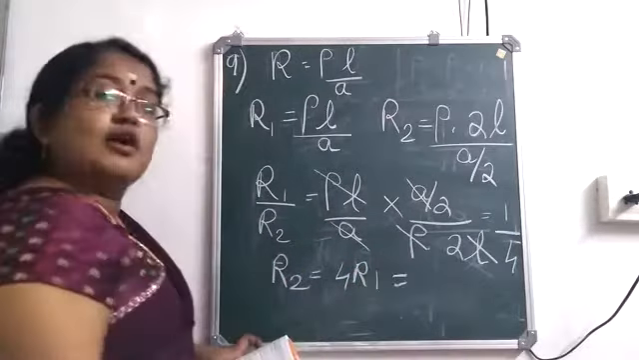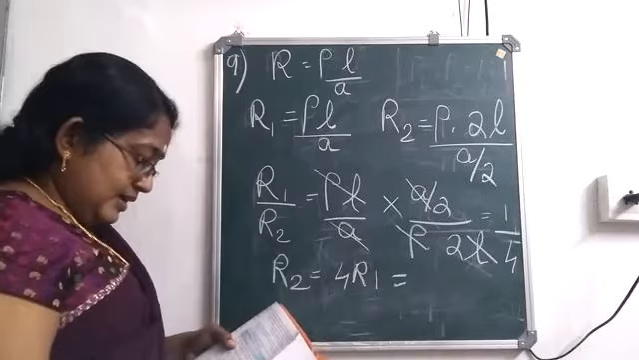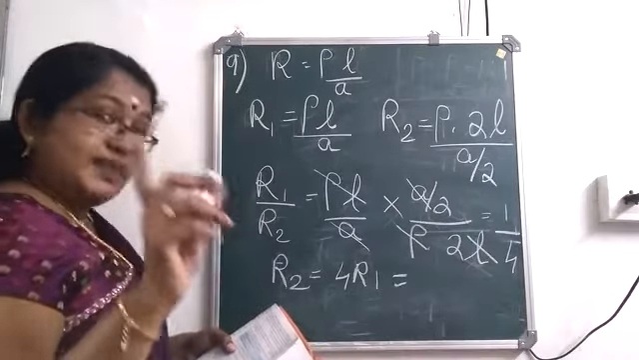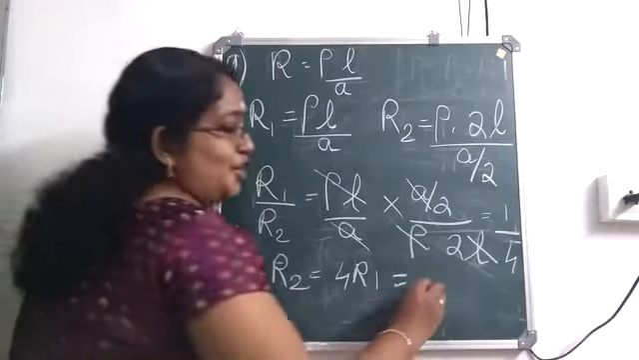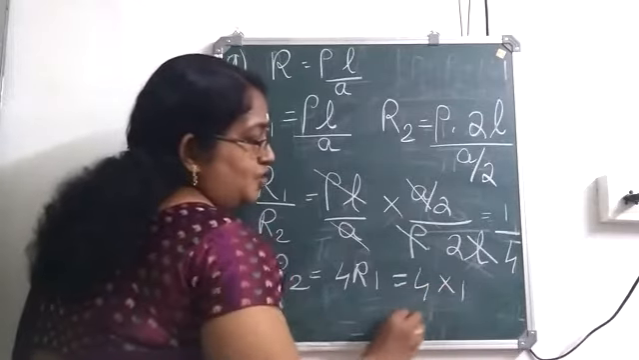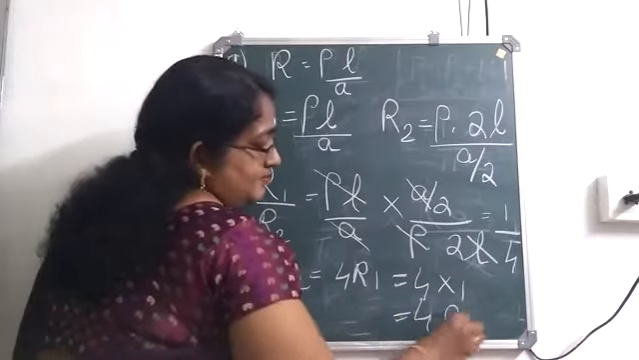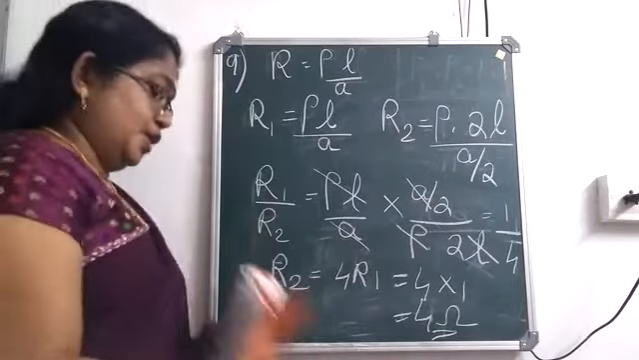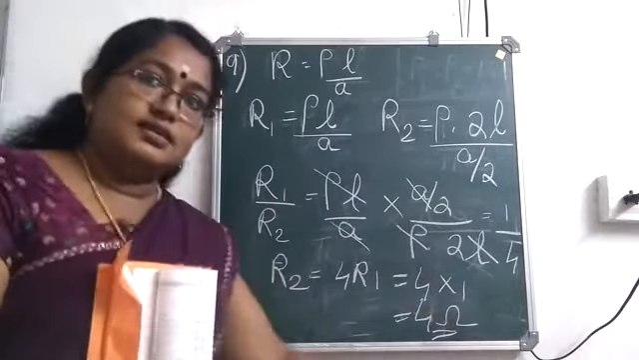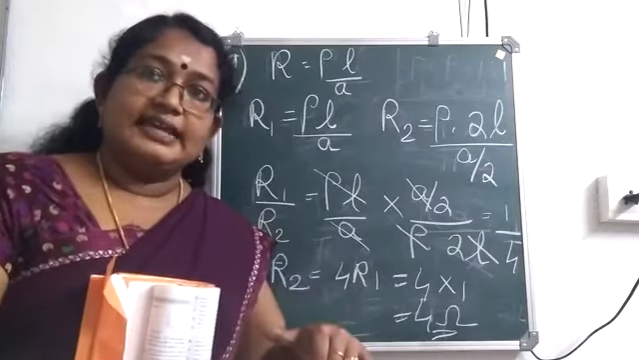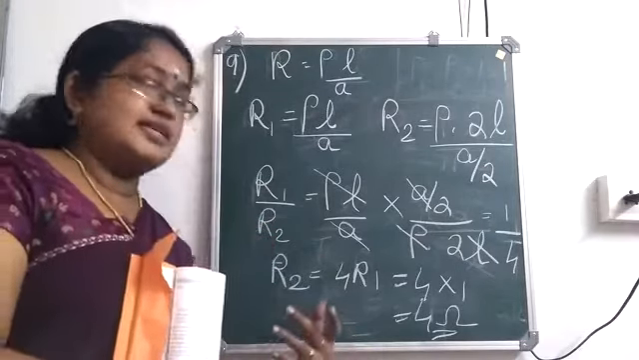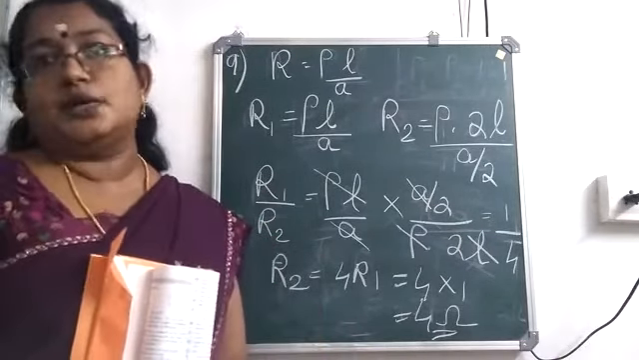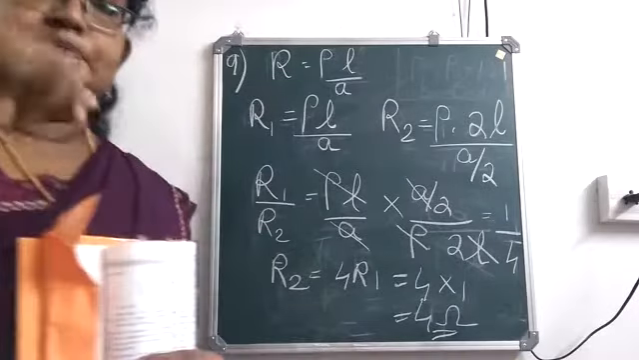Now, R1 by R2 is equal to 1 by 4, or R2 will be equal to 4 R1. And how much is R1 given in the question? It is given as a wire of resistance 1 ohm. So 4 into 1, which is equal to 4 ohm. What can you infer from this? When the length is doubled, area becomes half and the resistance increases 4 times. Okay, is it clear?